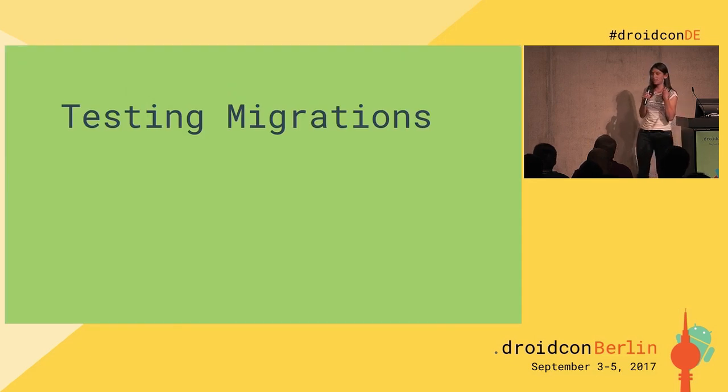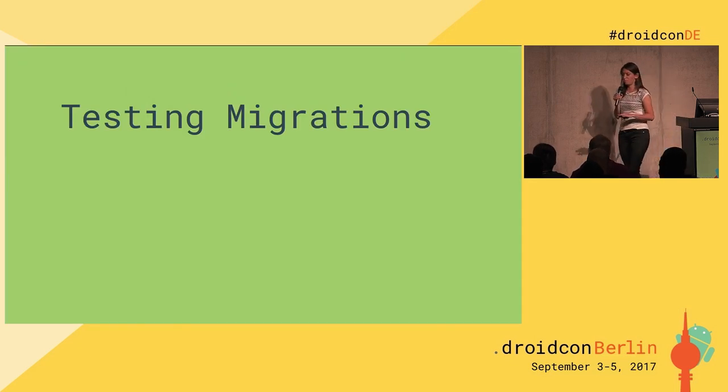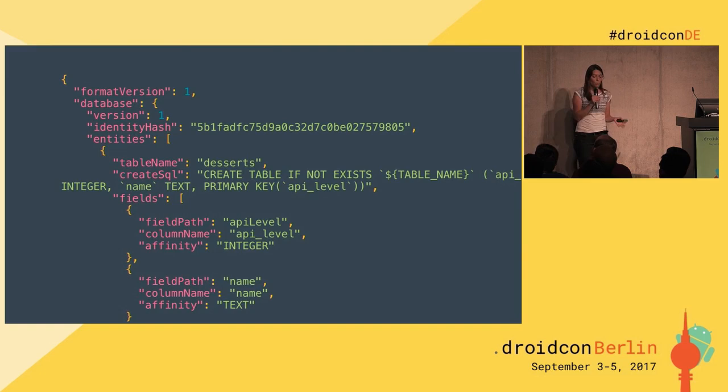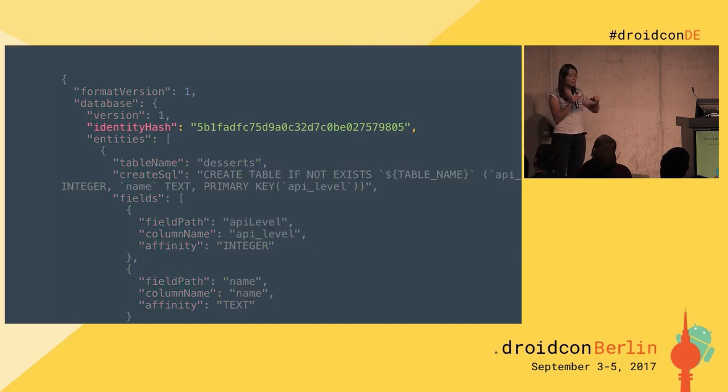OK, how do we actually test the migrations? For me, this was the most painful thing and the part that I always feared when I was using the SQLite API. What Room does for you is generate a JSON that contains the information about the tables. And more precisely, it also has that identity hash that I've been mentioning before.